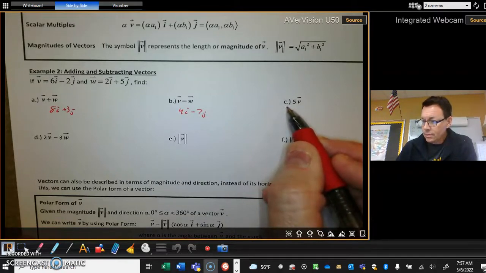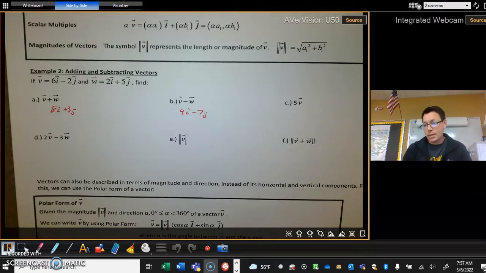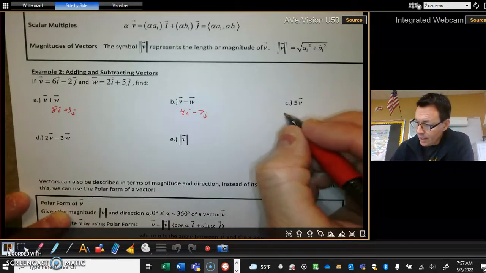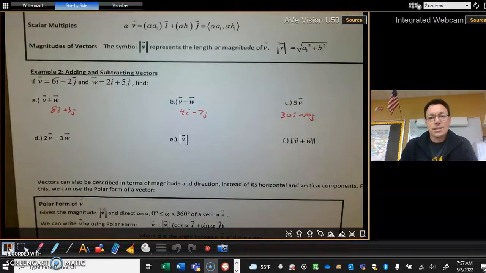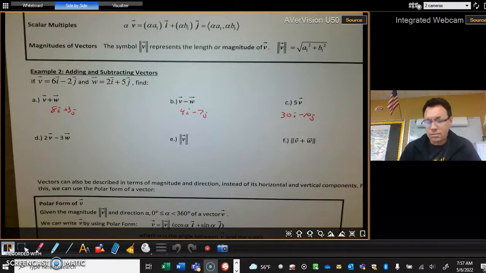For c, what is 5 times v? Well, in the last class we would draw v 5 times and then connect all that, and that's 5v. Well, we're just going to take v and multiply everything by 5. So 30i minus 10j. And that's not something we could have drawn yesterday. Yesterday we were limited to this small little grid, and we had to keep things in the grid, or close to in the grid. But now we can take a look at any vector anywhere and multiply it by whatever we want to.